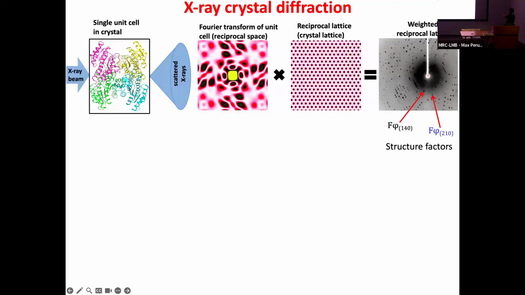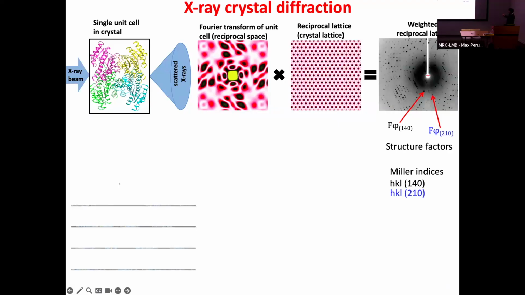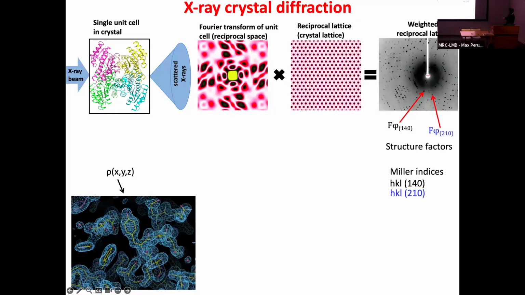Each of these points is called a structure factor. Every structure factor has an amplitude F, a phase alpha, and three indices, which are called the Miller indices. Now, to reconstruct, okay, this should not appear right now, but it's okay.